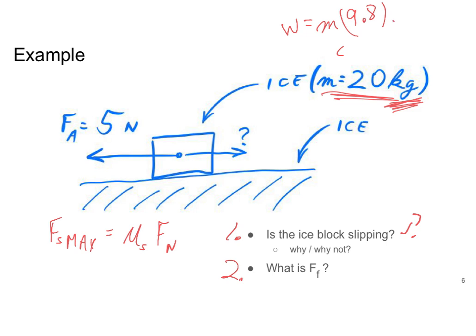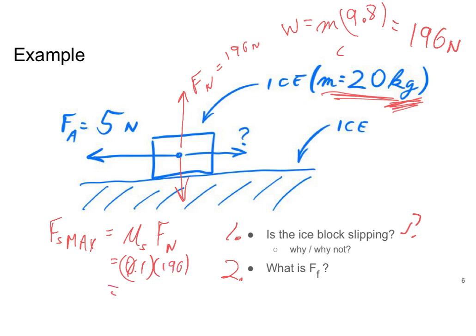I'll do that one in my head. I get 196 newtons. Now I finally have a weight, which is great, because for the same logic as before, if the weight is 196, then the normal force is 196 newtons. Phew, finally, I've got the normal force. I can do the easy calculation down here, 0.1 times the normal force of 196, and that is equal to 19.6 newtons.